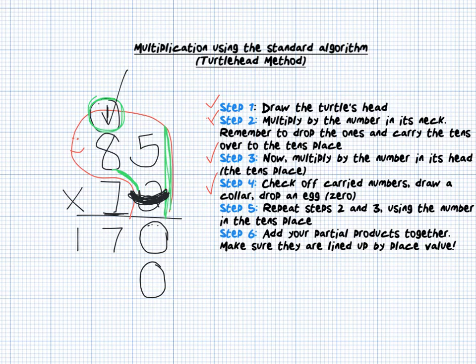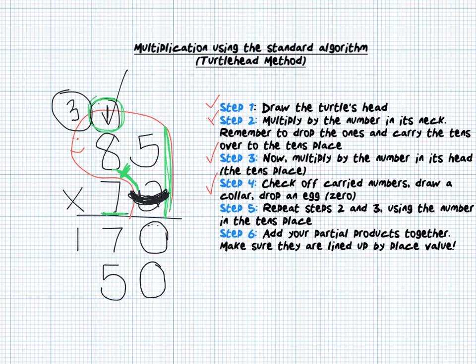Step 5 says I'm going to repeat steps 2 and 3 using the number in the tens place. Well, the number in the tens place is my 7, and step 2 says I multiply by the number in the turtle's neck, which would in this case be the 5. I'm going to remember to drop the ones and carry the tens over. So 7 times 5 is 35. I'm going to drop my ones and I'm going to carry my tens.